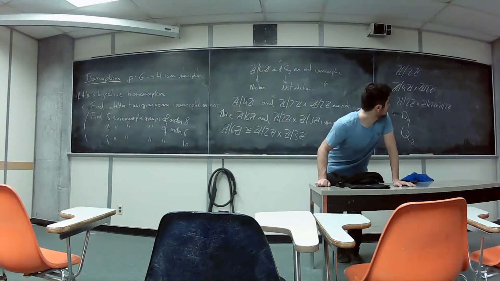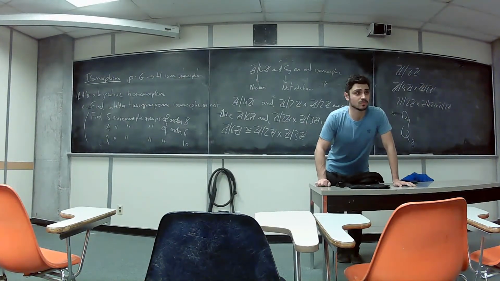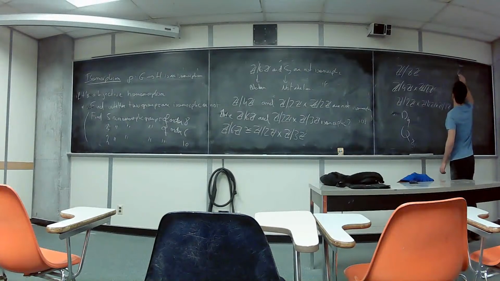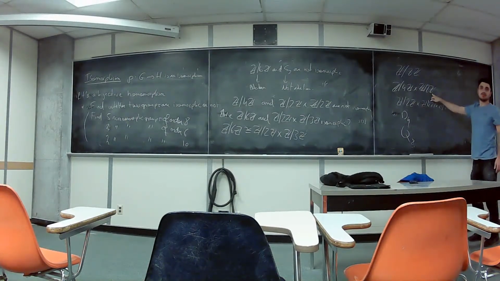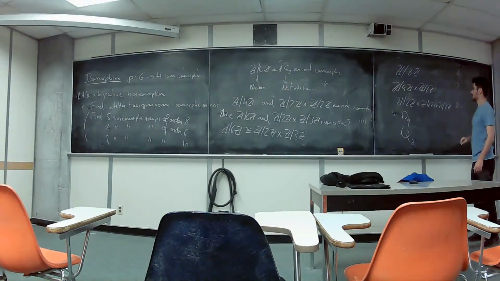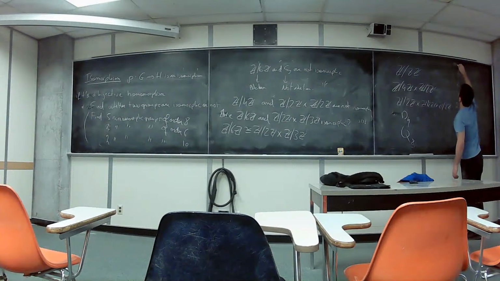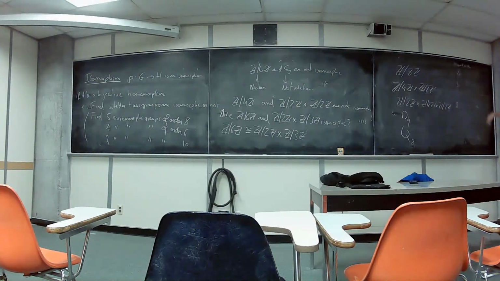Okay, why are Z8 and Z4 plus Z2 not isomorphic? What about the order of the elements? Very good. So what is the maximal order of an element of Z8? The maximal order of an element is 8. Now what's the maximal order of an element here? 4. Here? 2. Very good. So the maximal orders are 8, 4, 2, so these are not isomorphic.